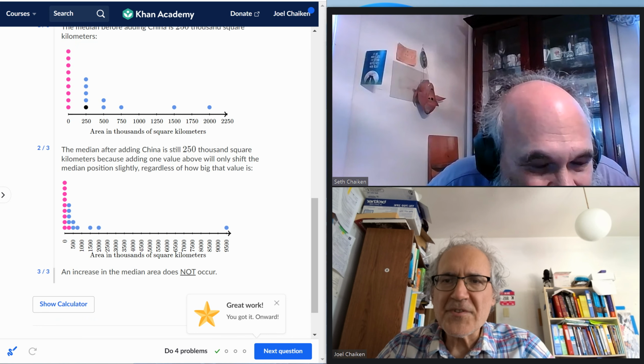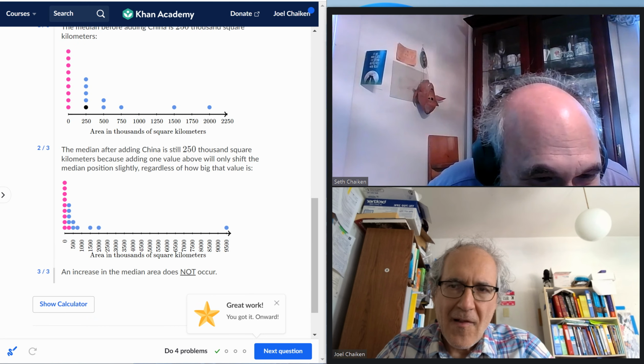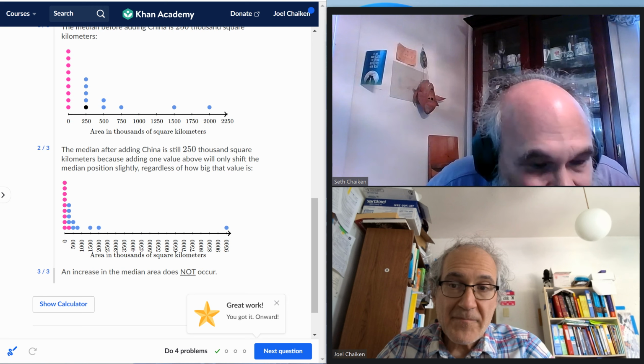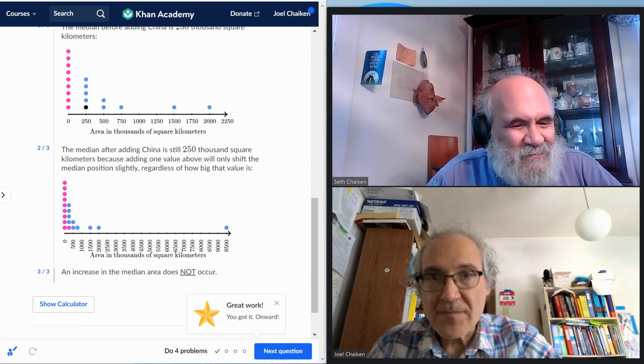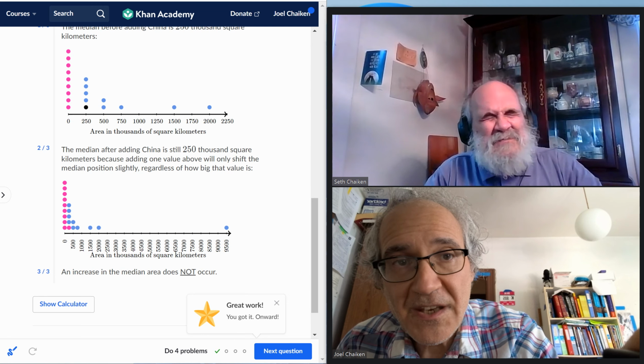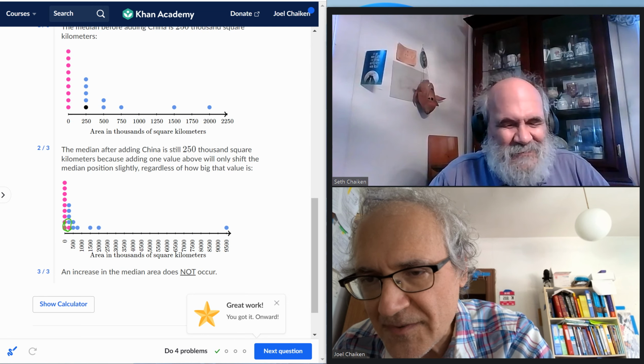Oh, the median position. That's what we said. We changed from 10 to 11. But if it's a border point, then it's significant. It just so happens that it's not a border point. Border point, meaning that these two numbers are the same.